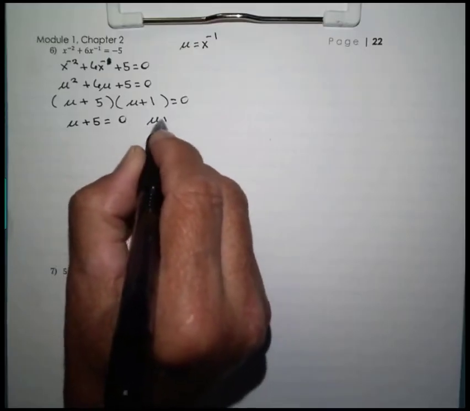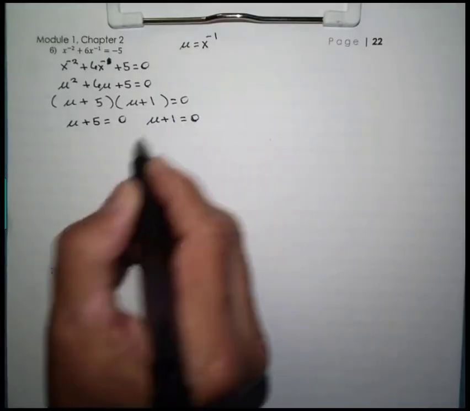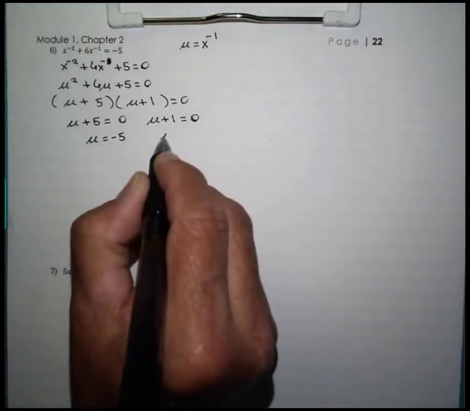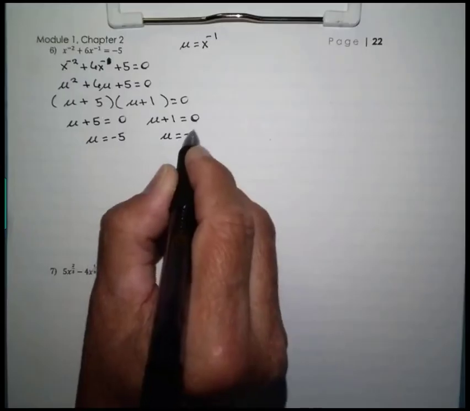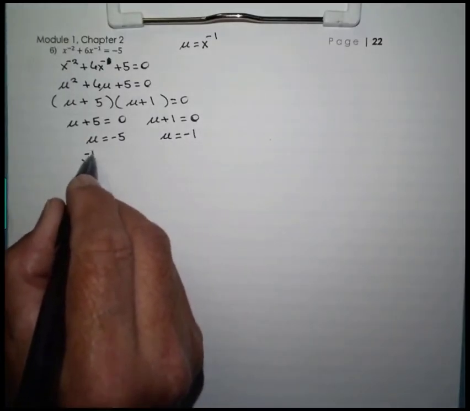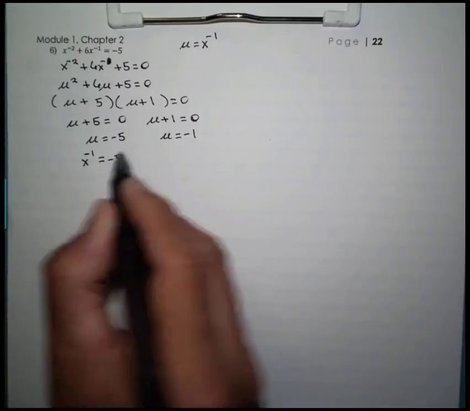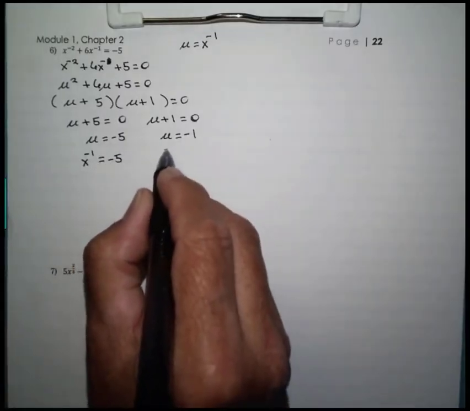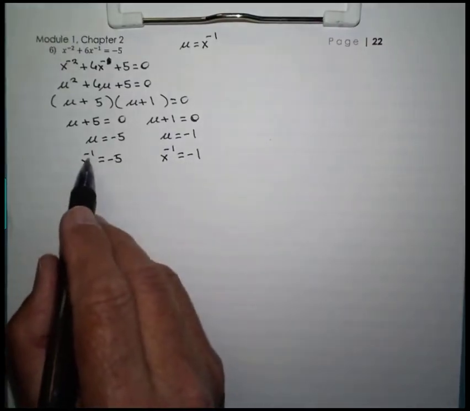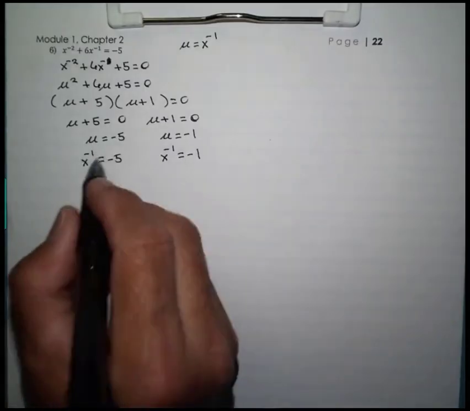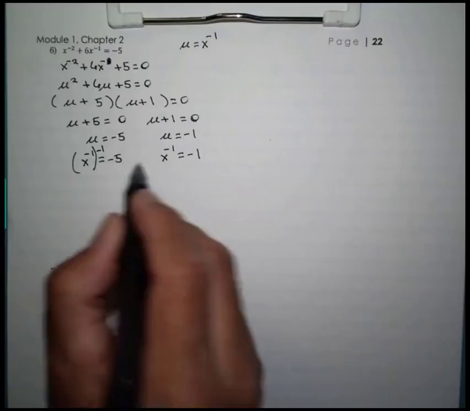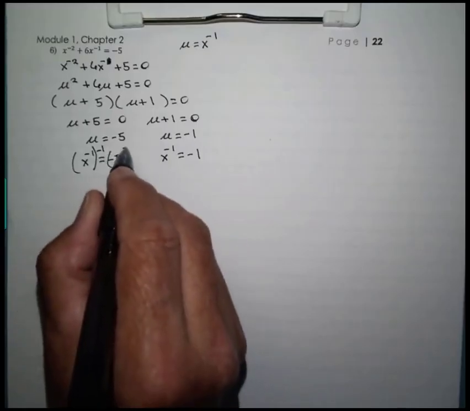And u plus 1 will equal 0. So u is negative 5, and u is negative 1. Let's plug in for u: x to the power of negative 1 is equal to negative 5. And here the same thing, x to the negative 1 is equal to negative 1, right? Now, if I want to get rid of this x to the negative 1, I will raise it to another exponent. How about negative 1? Have to do the same thing here.